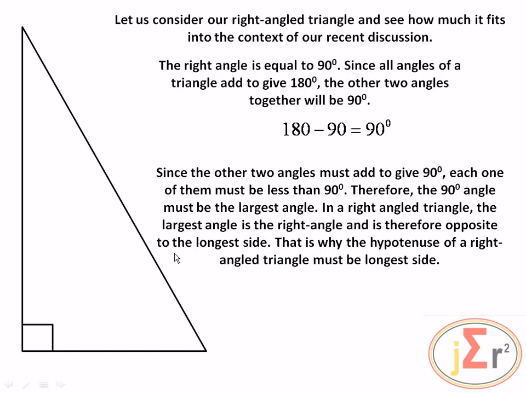Right, so the largest angle has to be opposite to the longest side. Therefore, the 90 degrees angle in a right angled triangle is the largest angle. It is opposite to the longest side. That is why the hypotenuse of a right angled triangle must be the longest side, because in a right angled triangle, the largest angle is the 90 degrees angle. The hypotenuse is opposite to that one. It has to be the longest side.